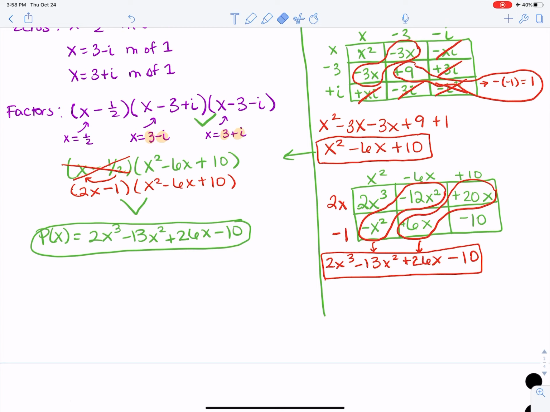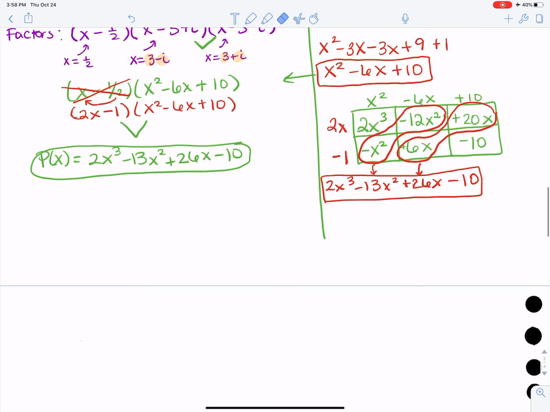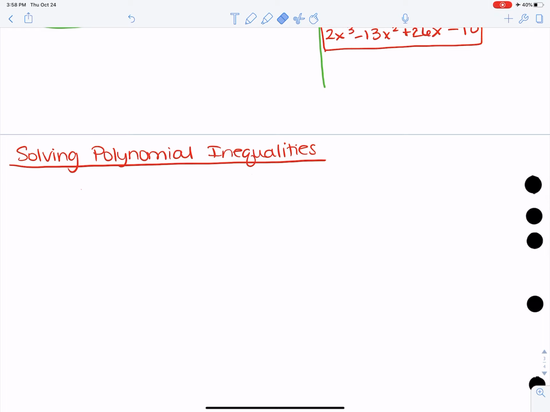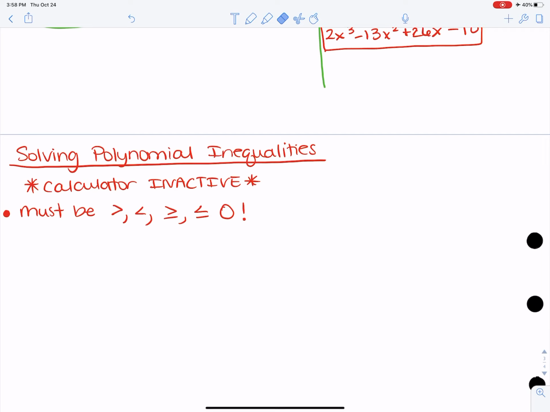All right, guys, the last problem. Woo! Solving polynomial inequalities. Oh, inequalities, how do they work? Well, this definitely calculated inactive. And what you need to know is it has to be greater than, less than, greater than or equal to, or less than or equal to 0. Has to be to 0.